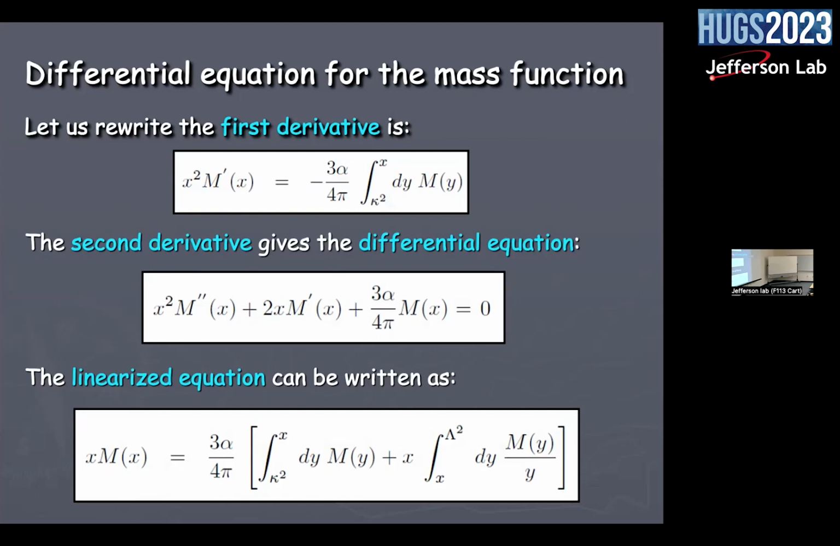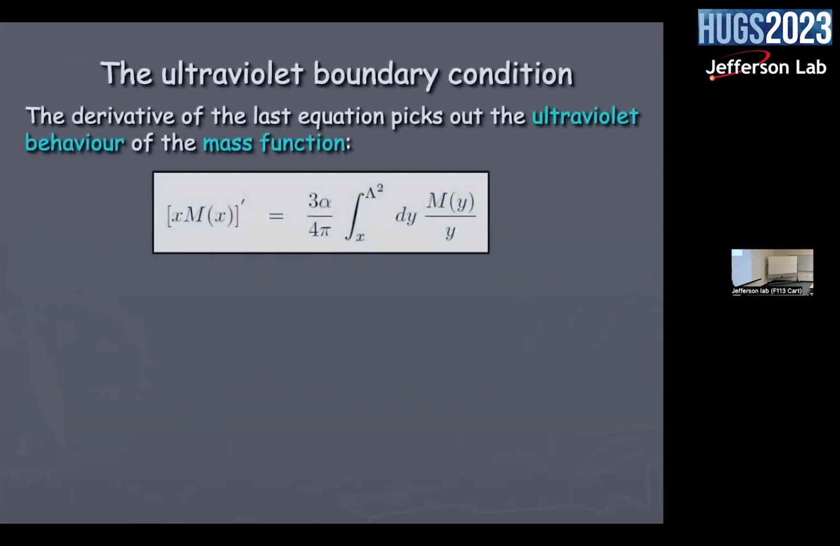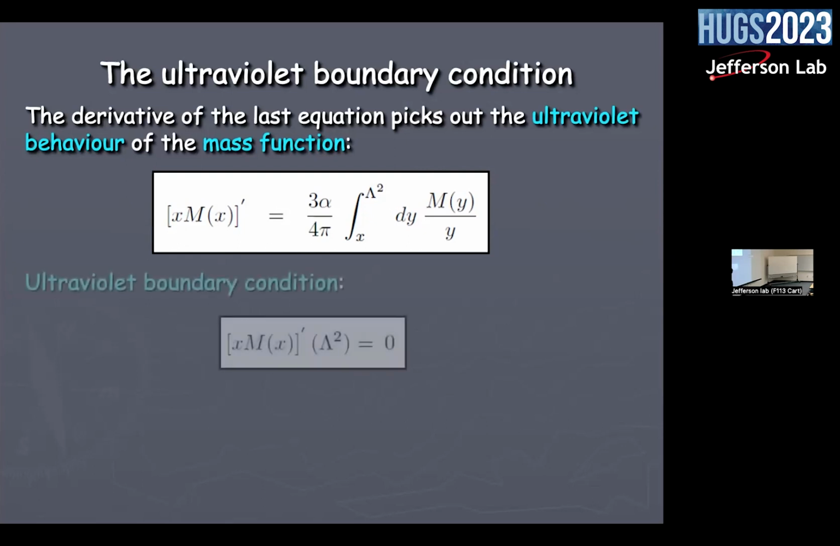So I write it like this, and then I take the derivative of this equation, and only one of these terms survives, because the other two terms go to 0. And this picks out the ultraviolet condition, because if I put x equal to lambda square, then this thing goes to 0, and therefore there is a boundary condition on the ultraviolet, there is a boundary condition in the infrared, so the integral equation gets converted into a second order differential equation with two boundary conditions in the infrared and in the ultraviolet.